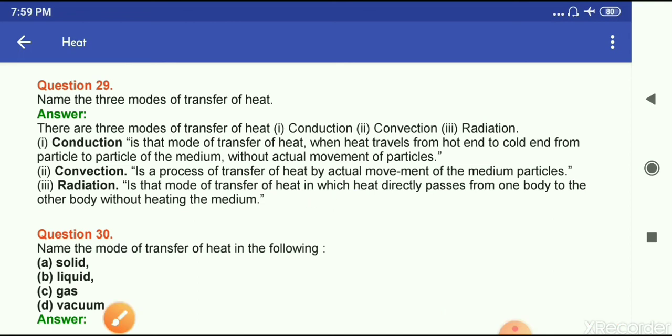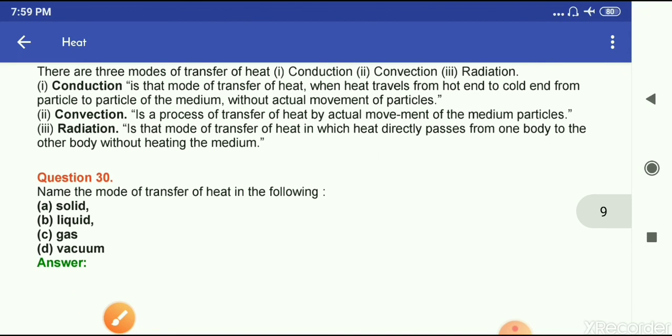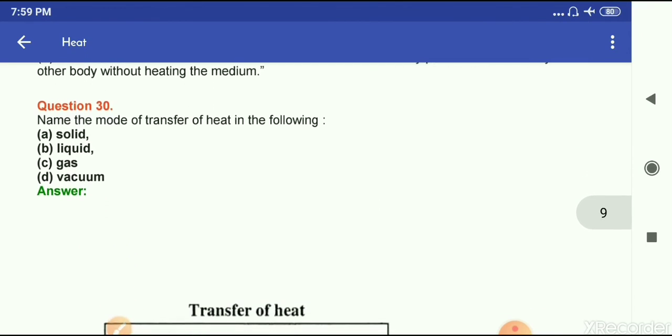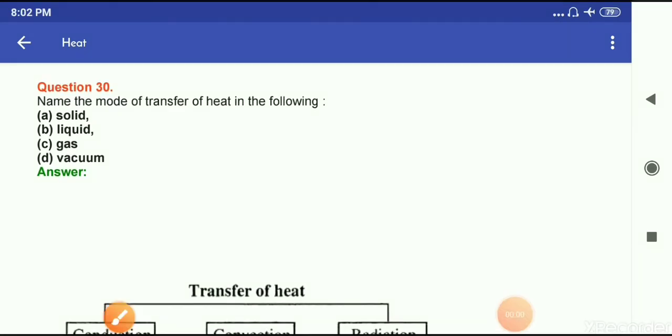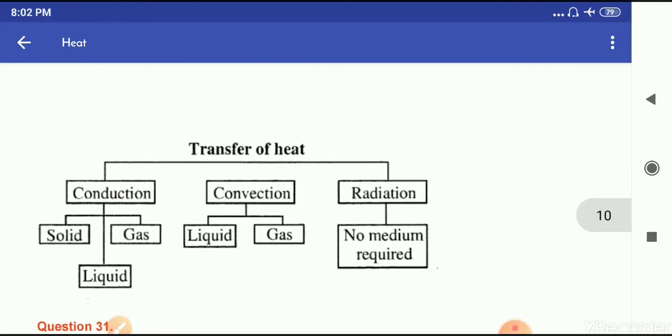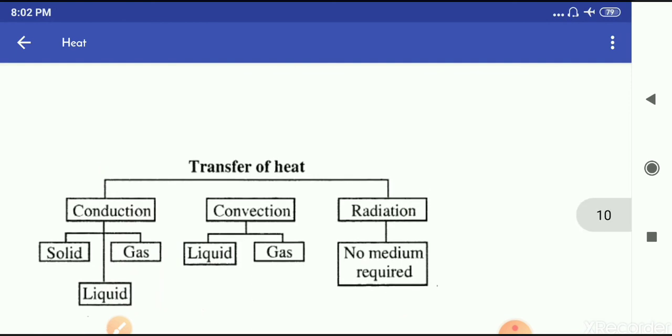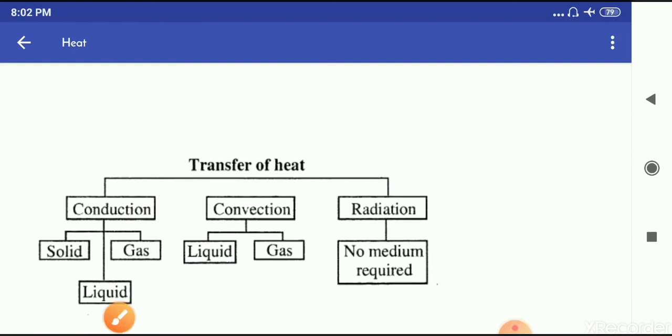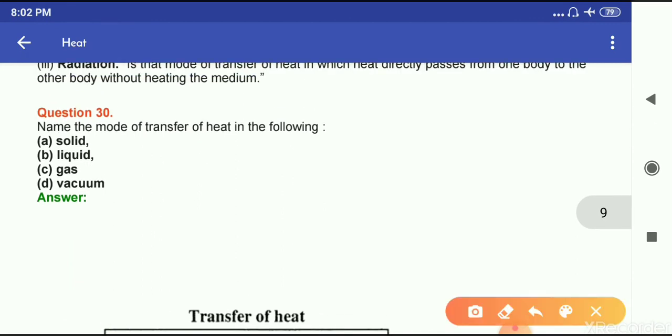Now, question number 30. Name the mode of transfer of heat in the following: solid, liquid, gas, and vacuum. So, your answer is this one. In conduction, solid, liquid, and gas; convection, liquid and gas; and radiation, no medium required. Okay, so these are your answers up till question number 30.